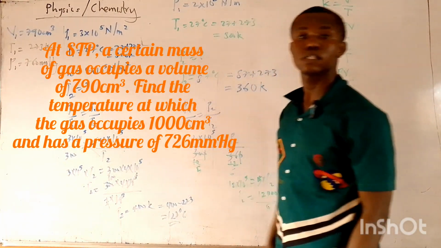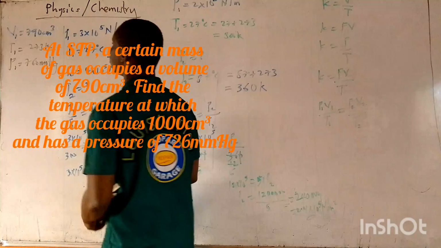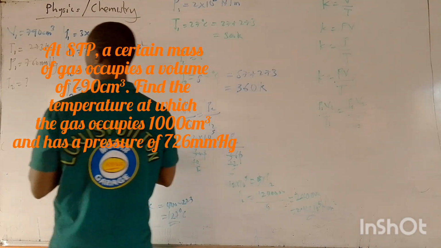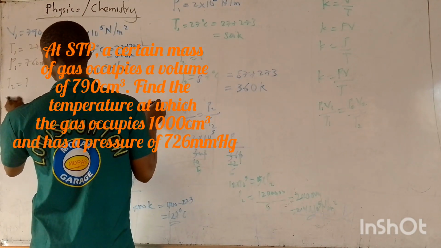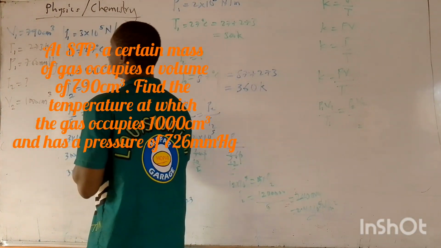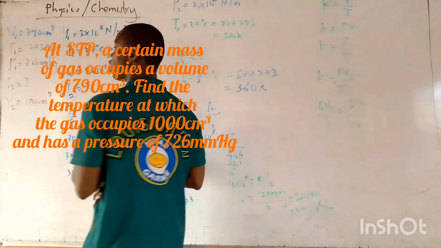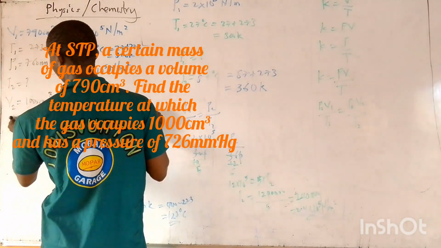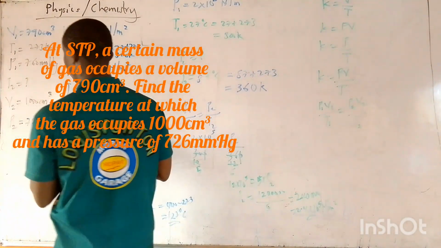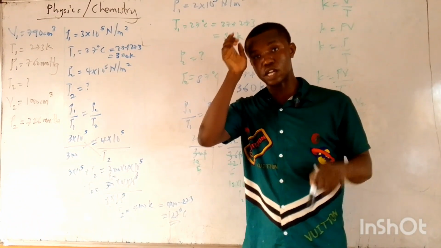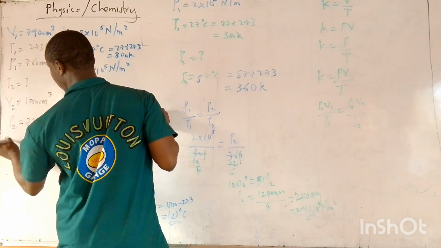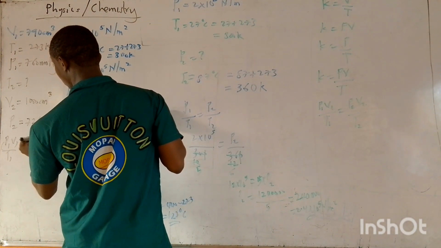Find the temperature. We are looking for T2, right? At which V2 is equal to 1000 centimeter cube. P2 is what? Millimeter mercury. Are you following? Do you understand? So from here, we just apply our law. That is P1 V1 over T1 is equal to P2 V2 over T2.